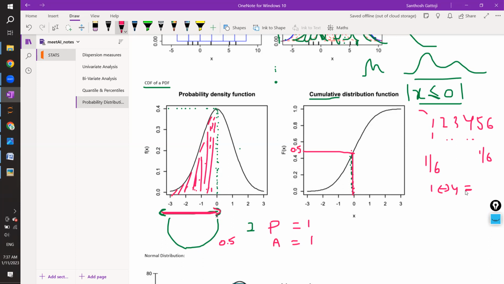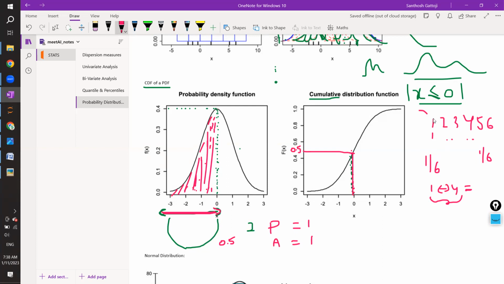I mean, you're asking about discrete. Here only, 1 by 6 only. For 1, it is 1 by 6. For 2, it is 1 by 6. But I want to know what is the probability that a number can fall between 1 and 4, 1 or 2 or 3 or 4. It will be the sum of all probabilities, right? Because now the probability is increasing.